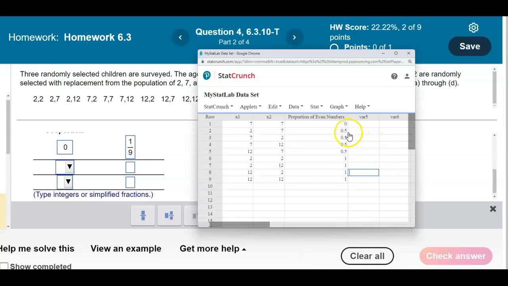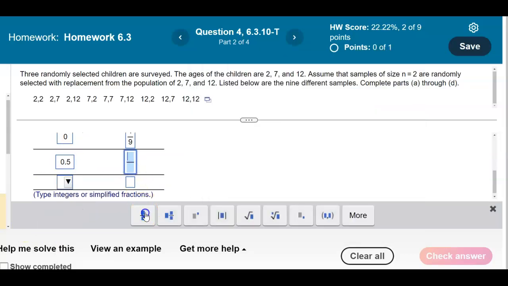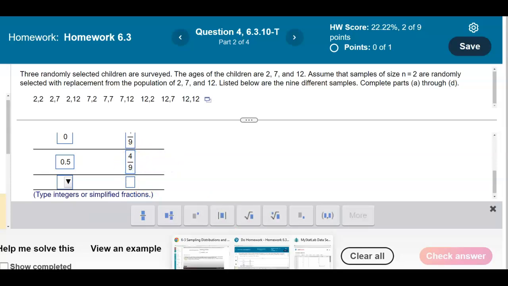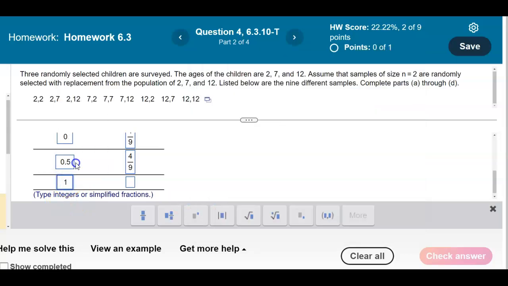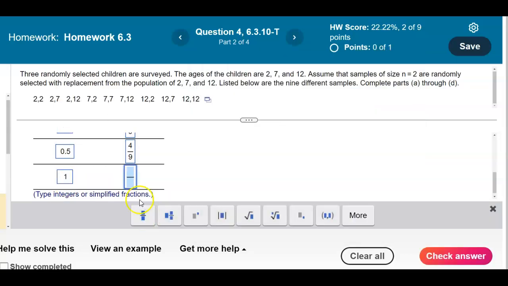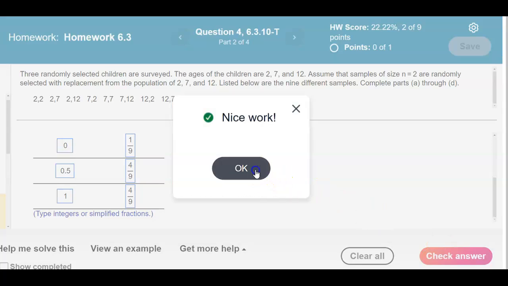Next, you can see that we have 0.5, 0.5, there's 4 of them. So we're going to select 0.5, and then the probability is 4 out of 9. And then the next numbers are 1, 1, 1, and 1, and there's 4 of them. So we're going to select 1, and then it's going to be 4 out of 9. Now let's go ahead and check our answer. Okay, so there is our result.